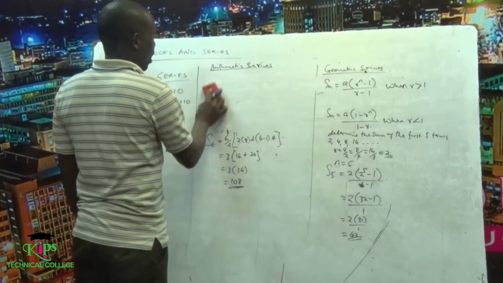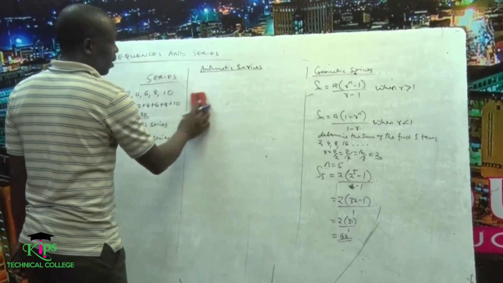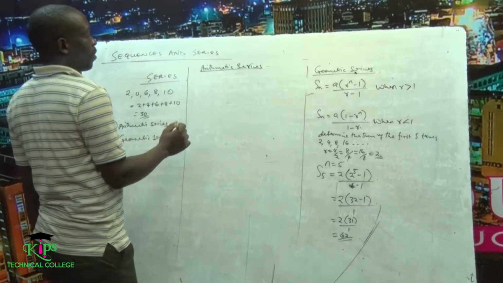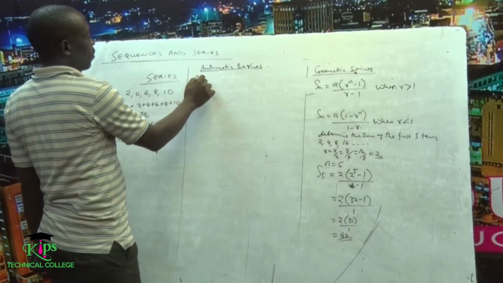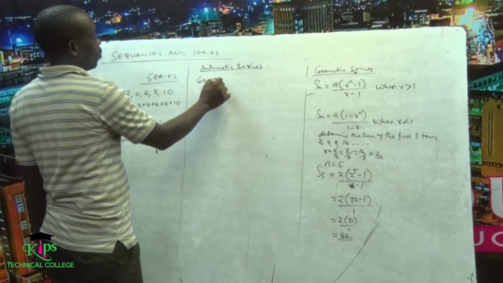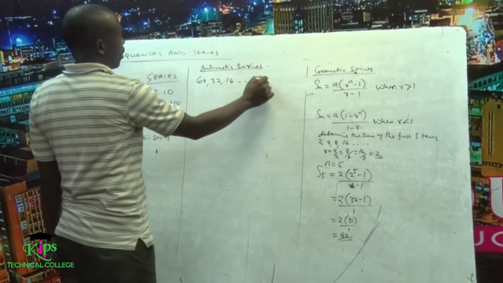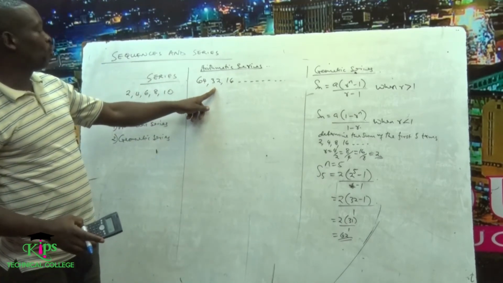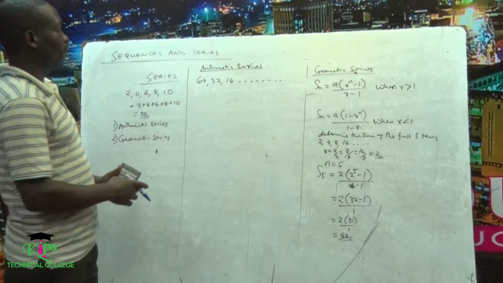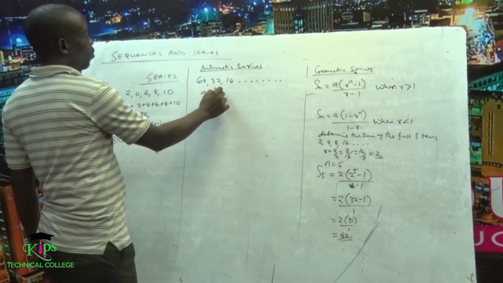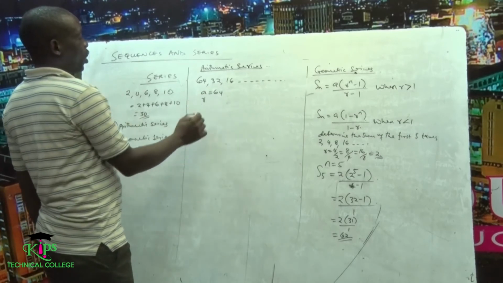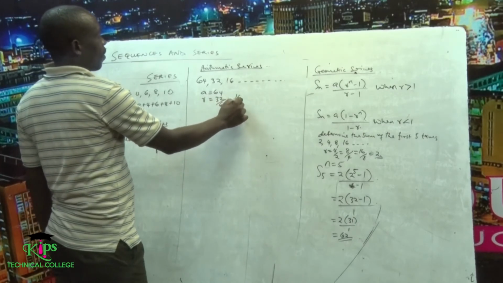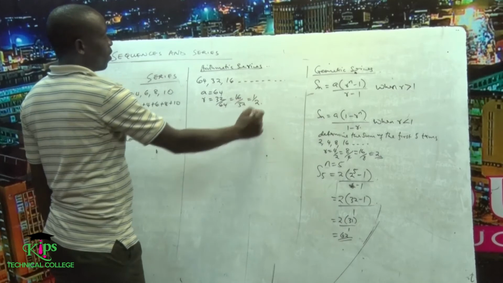Let us see a case where R is less than 1. For example, you can be given this kind of sequence where you are given 64, then it goes to 32, then it goes to 16, like that. You can realize that to get the next term, we are dividing by 2, or multiplying by a half. In this case, our A is going to be equal to 64. Our common ratio is going to be 32 over 64, which is the same as 16 over 32. In all cases, it is going to give us a half.